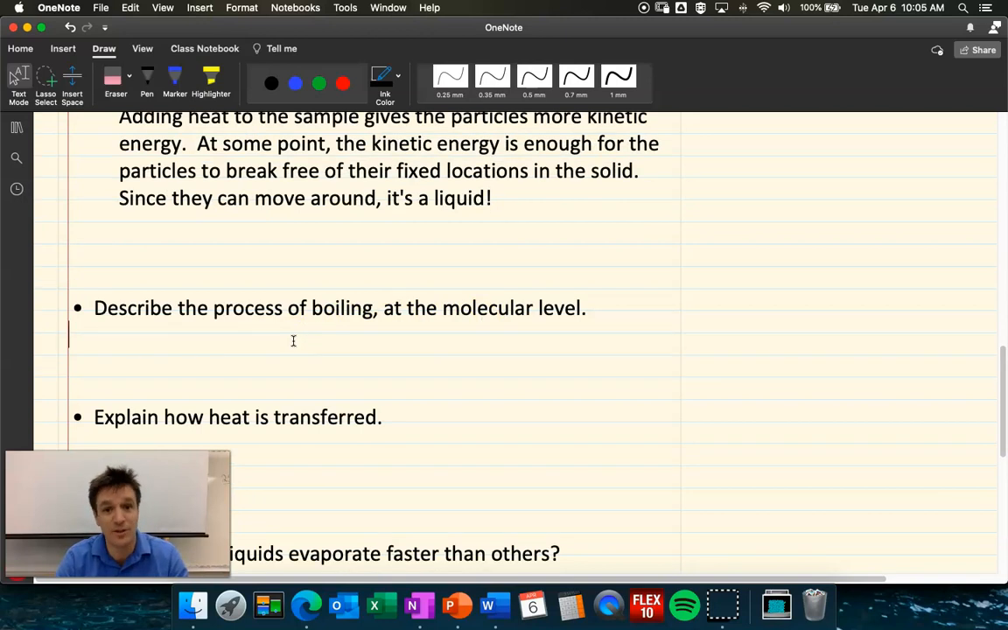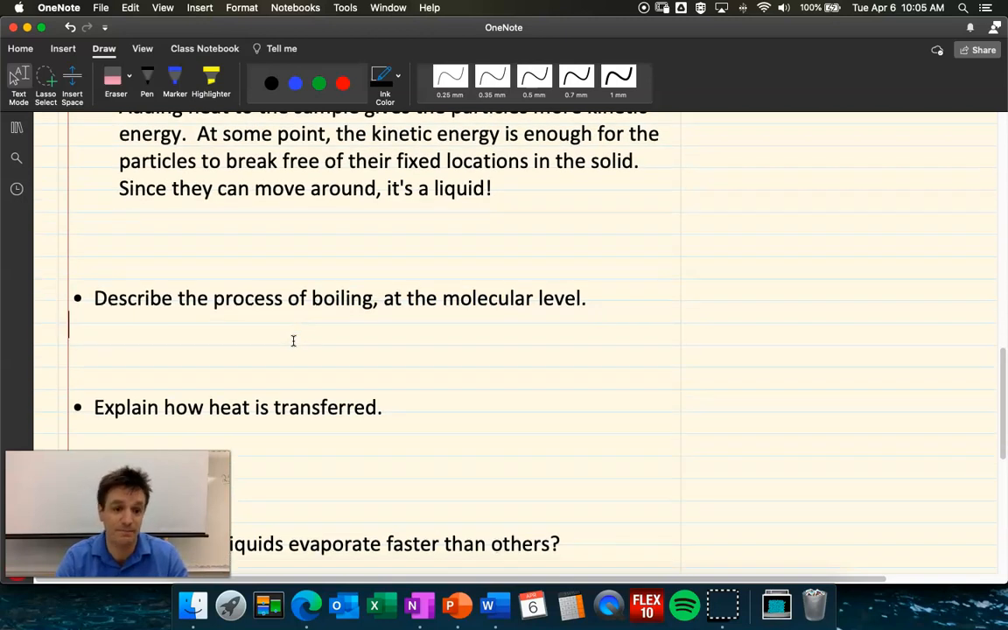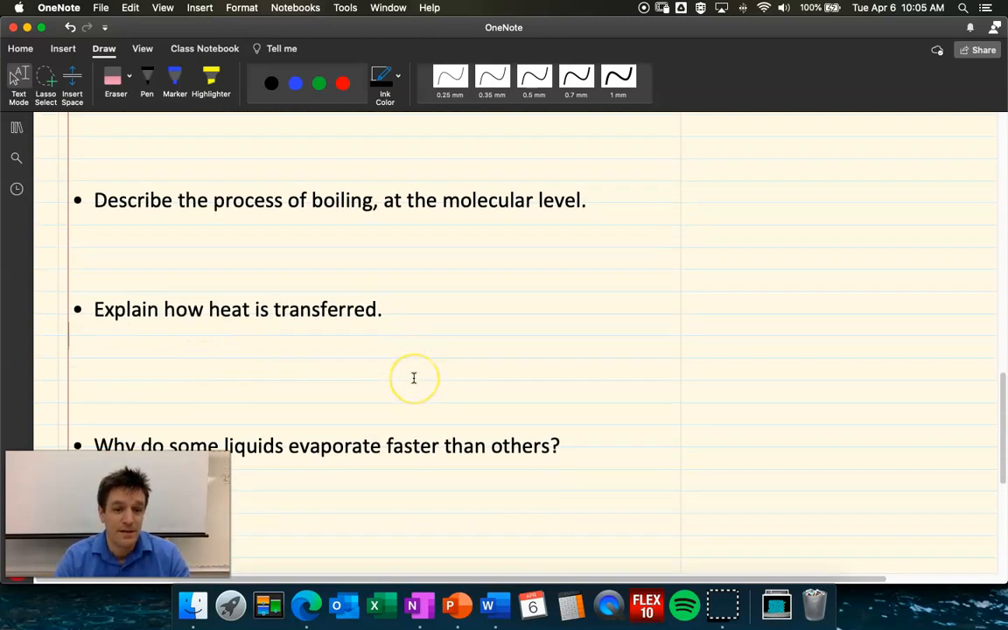Same game, talk about the particles, talk about that balance. Once you're done with that, come back to the video. I want to talk about this heat transfer one, but pause right now. Try the boiling one right now. Go ahead.